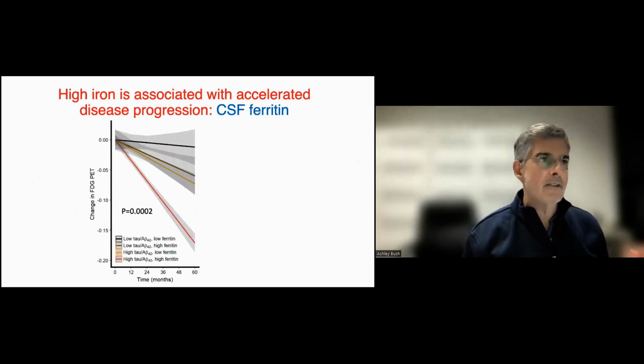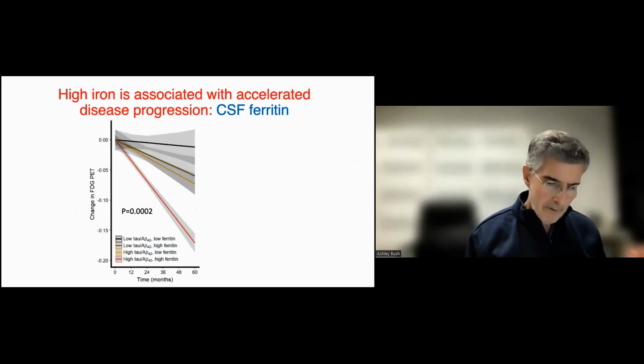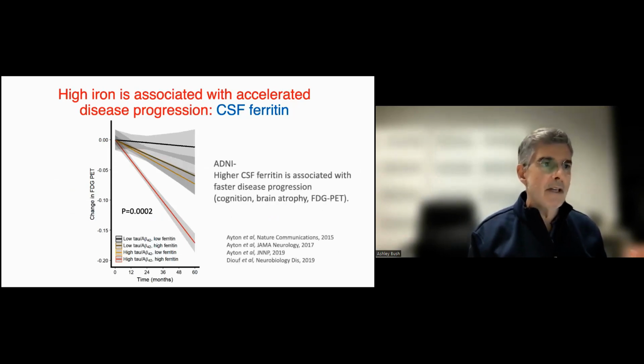We see similar results when we assay for brain iron burden using CSF ferritin. And CSF ferritin is one of the analytes that is measured in the ADNI cohort, and we're looking at data from the ADNI cohort here. And we've reported that higher CSF ferritin is associated with faster disease progression, whether it be cognition or brain atrophy, and these data show the fluorodeoxyglucose PET results with the highest ferritin levels associated with a more accelerated deterioration in metabolism.